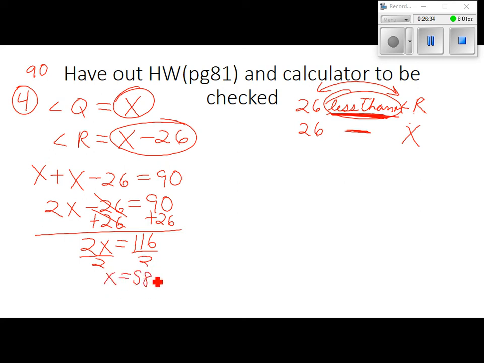So what's the measure of angle Q? 58 degrees. How are we going to find angle R? Add 26 to it. We could plug in 58 right here, or we could just subtract 58 from 90. What do you come up with? 32.